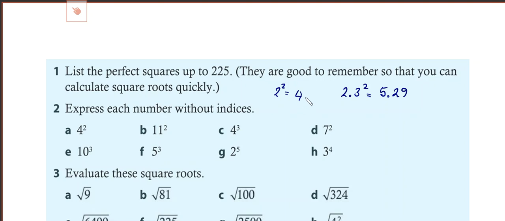Now, this is a perfect square. This is a square, but it's not a perfect square, because it ends up being a decimal. If a square had a side length of 2.3, the area of the square would be 5.29. Technically, we could say it's a square number, but it's not what we call a perfect square, and therefore we don't call it a square number.